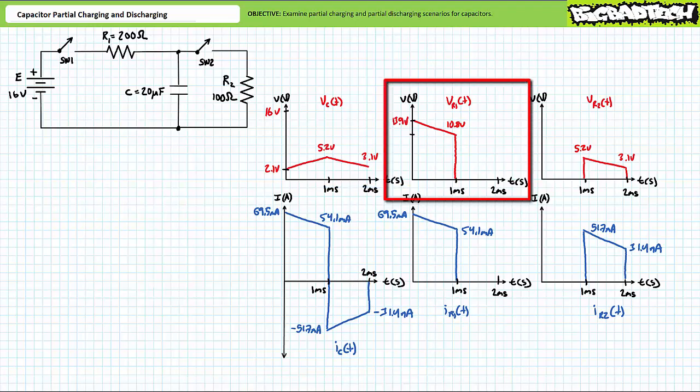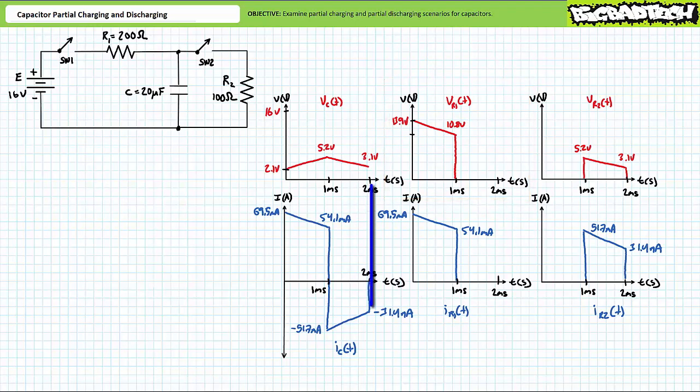Voltage across R1 looks something like this. During the partial charge, it experiences an initial spike of 13.9 volts and then decays to 10.8 volts by 1 millisecond. Given switch 1 remains open during the partial discharge, R1 experiences no voltage drop from t equals 1 to 2 milliseconds. Current through R1 looks something like this. During the partial charge, it experiences an initial spike of 69.5 milliamperes, which decays to 54.1 milliamperes by t equals 1 millisecond.